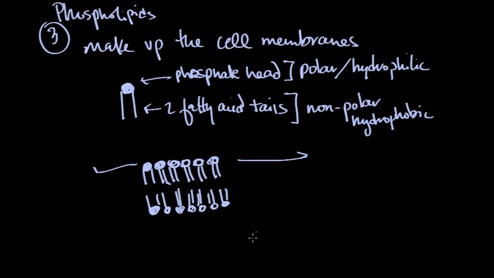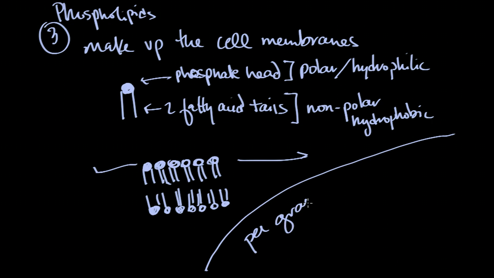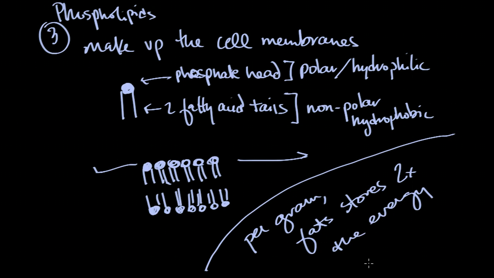And the last thing you have to be able to do is compare the use of carbs and lipids in energy storage. Well, carbs are smaller molecules, so they're used a little easier and a little faster than lipids. But per gram, fat stores twice the energy that carbs do.